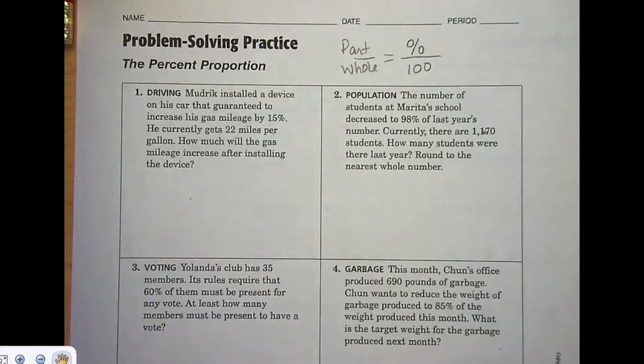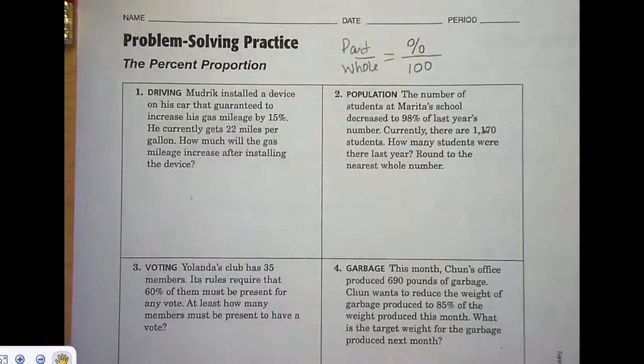When you're working through these, if you're having trouble, come see a teacher and we will help you. But what we're going to be looking for is that you have gone through this and tried to find a part and a whole. Does that make sense? Let's look at the first one. Mudrick installed a device on his car that guaranteed to increase his gas mileage by 15%. He currently gets 22 miles per gallon. How much will the gas mileage increase after installing the device?